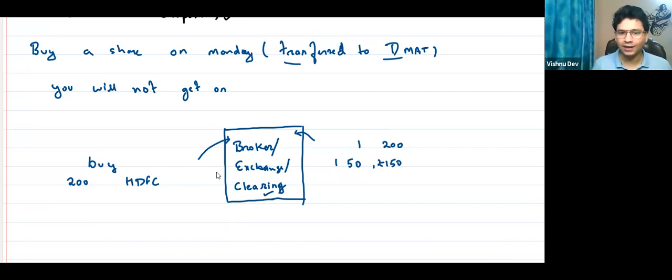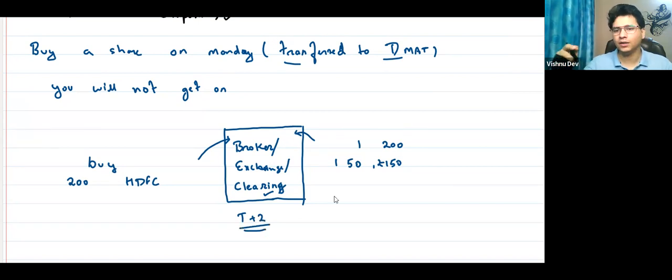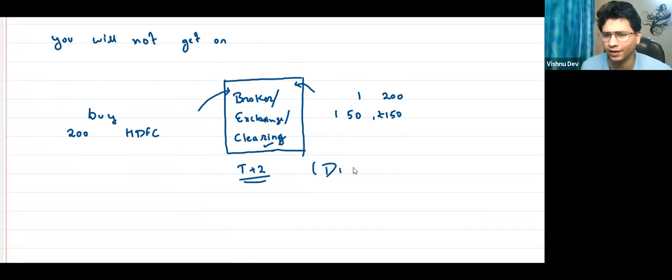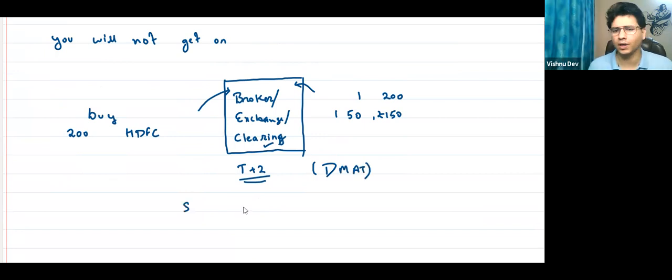And after clearing, after 2 days, so the trading day is Monday, plus 2 days, right? So tell me, Tuesday, Wednesday, you will get it in your demat account after 2 days. Again, remember, we use a broker. We don't have to worry about the exchange and clearing department. But it is about your demat account. It will show in your holding.